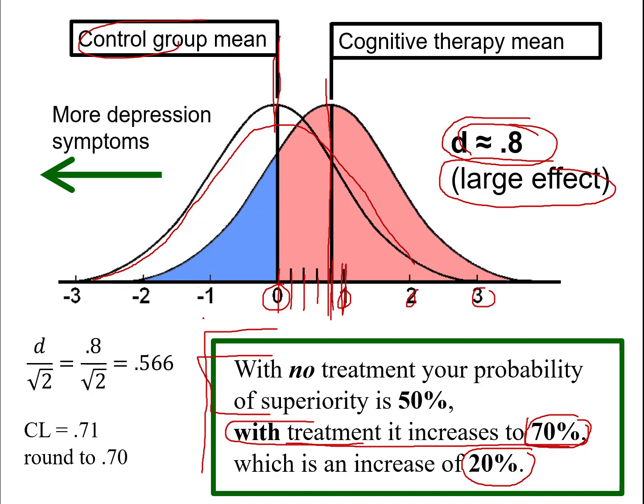So this is the illustration of what things look like for a d-statistic of 0.8. And cognitive therapy for depression is a type of treatment that produces a d-statistic of 0.8 that looks like this.